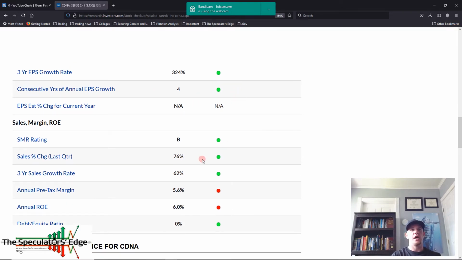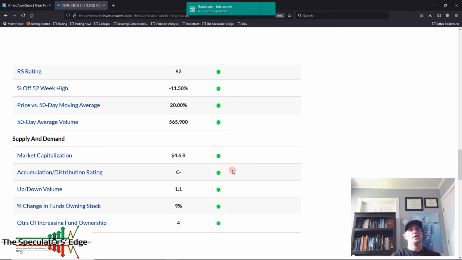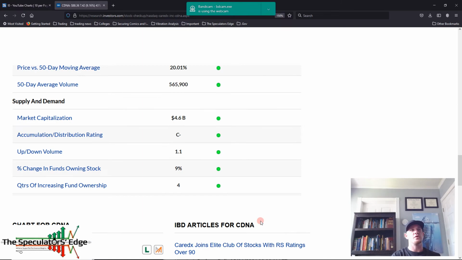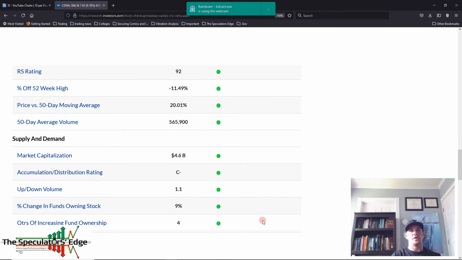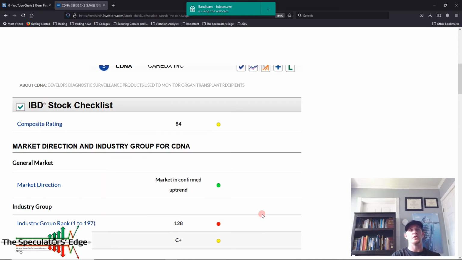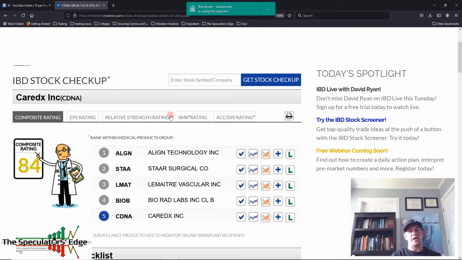Excellent earnings. The sales has been 76% change last quarter. The 3-year sales growth rate is at 62%. Fundamentally, this stock is sound. It's good. So what we have is 9% change in funds owning the stock with 4 quarters of increasing fund ownership. It's telling you there is accumulation within this stock. So by far, this stock looks primed and ready to go. So like I said, I'm not recommending this stock, but if you want to buy, I'd buy it now.